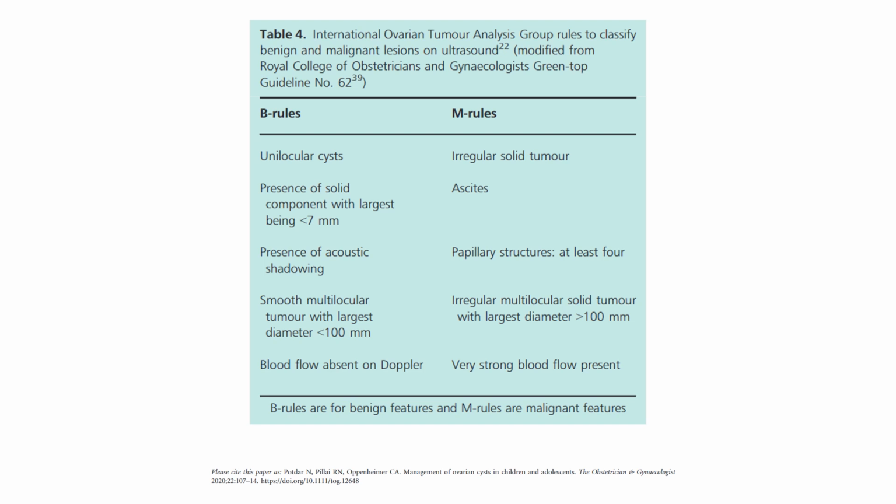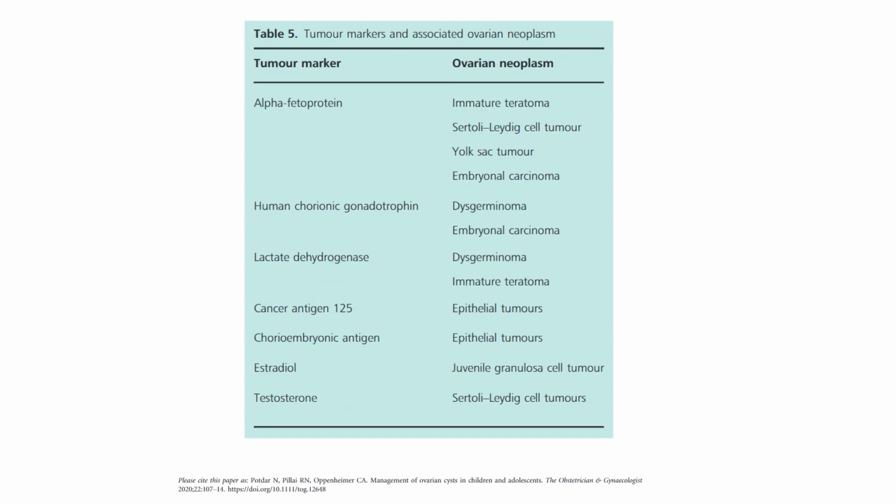So B rules are things like a unilocular cyst, presence of solid components with the largest being less than 7 millimeters, presence of acoustic shadowing, a smooth multilocular tumor with largest diameter of less than 100 millimeters, and no blood flow on Doppler. M rules are an irregular solid tumor, ascites, at least 4 papillary structures, an irregular multilocular solid tumor with largest diameter greater than 100 millimeters, and very strong blood flow present.